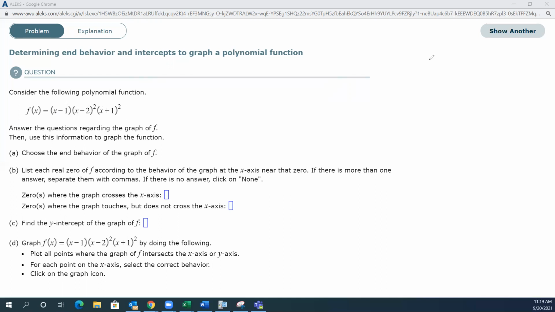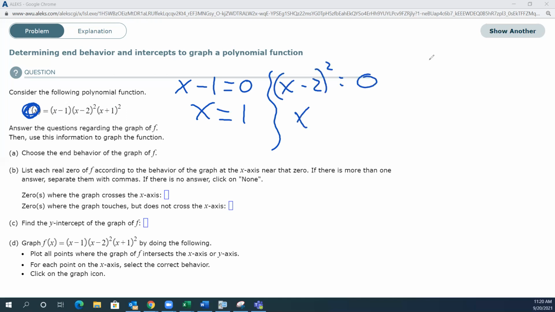List each real zero. Okay, the zeros of the function. So replace the function f of x with 0. Find the x-intercepts. The graph at the x-axis near that 0. Okay, if there's more than one answer, separate them. Okay, so go find the zeros. All right, so we'll replace f of x with 0. And since it's all factored, I can set each factor equal to 0. And square root, add 2.